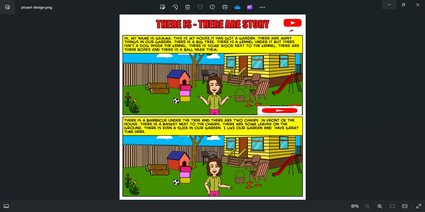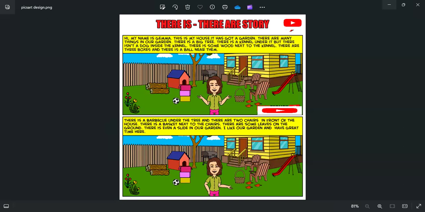No dogs, nothing. There is some wood next to the kennel. There is some wood. Here, wood. There is some, meaning a few. There is some wood next to the kennel.